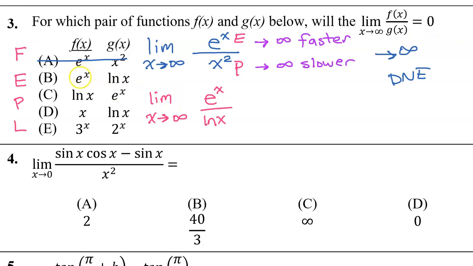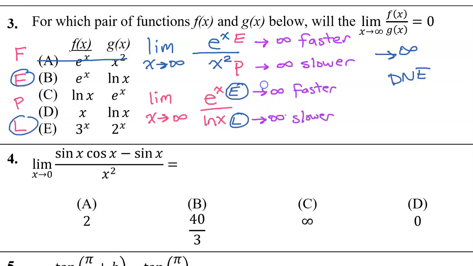What about the next pair of functions, e to the x over natural log x? Well, the numerator is still this exponential function. The denominator is logarithmic. So we've got exponential versus logarithmic. Exponential is still growing faster. That is the same as before, and the limit is still approaching infinity, or does not exist.